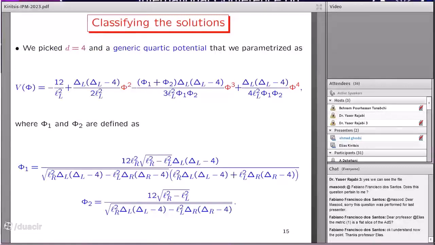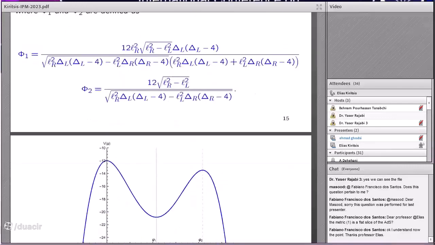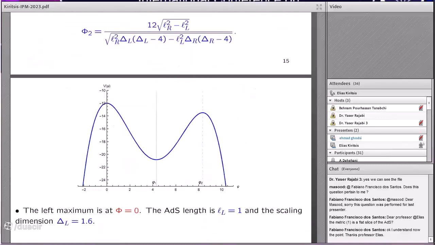So let me now describe how you classify the possible solutions. And to do this, since it's based on numerical work, I will have to pick a representative potential. And for this, I picked the phi^4 potential. It has various parameters here that look a bit bizarre, but basically don't look at these formulae because they're not important. Let me describe in words. In fact, let me show you first of all the potential.